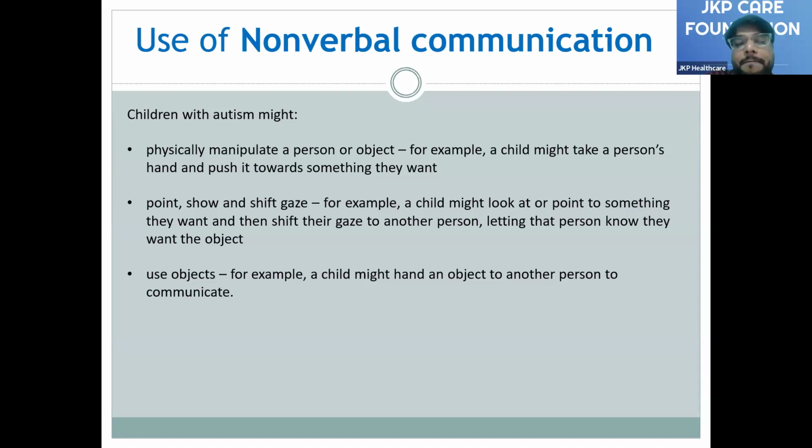Then use objects. For example, a child might hand an object to another person to communicate. I want water. I know that water is drunk in a glass. मुझे पता है कि पानी ग्लास में पीना है, तो मैं क्या करूंगा, टम्बलर में पीना है, तो मैं क्या करूंगा, I will take a tumbler and show it to my father or mother or any caretaker. So when I show the tumbler, they understand that he is thirsty. So this is also non-verbal communication. So मैं object दिखा के, एक object को use करूंगा to make them understand what I want.